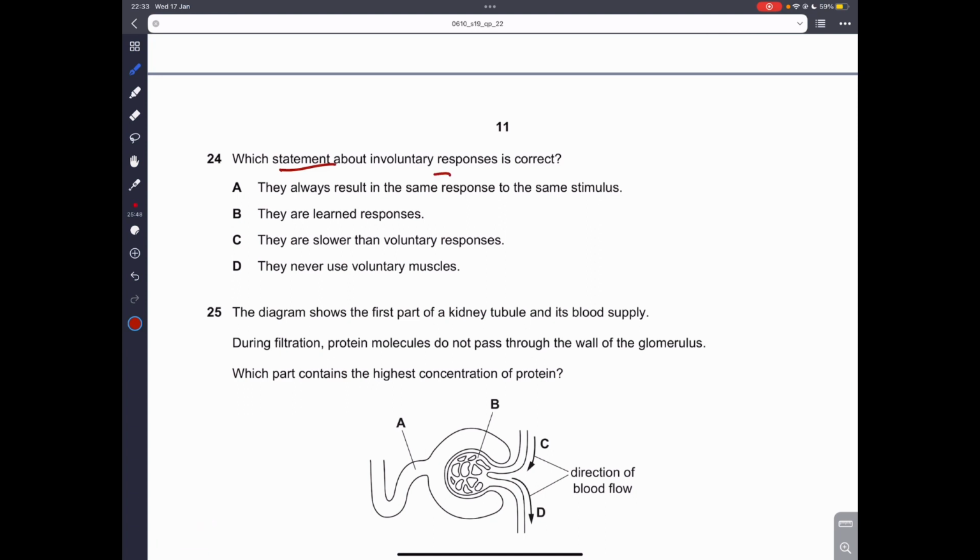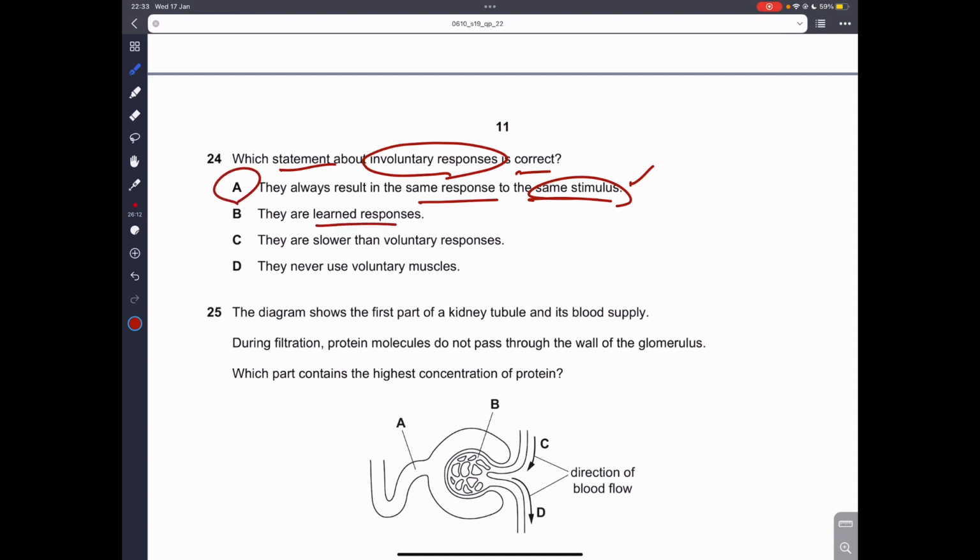Question 24. Which statement about involuntary responses is correct? Now, involuntary responses are responses which you cannot control, which the brain cannot control, and it is basically based on your instinct. Now, that's a good option. 1, they always result in the same response to the same stimulus. Correct. This is correct. Okay.